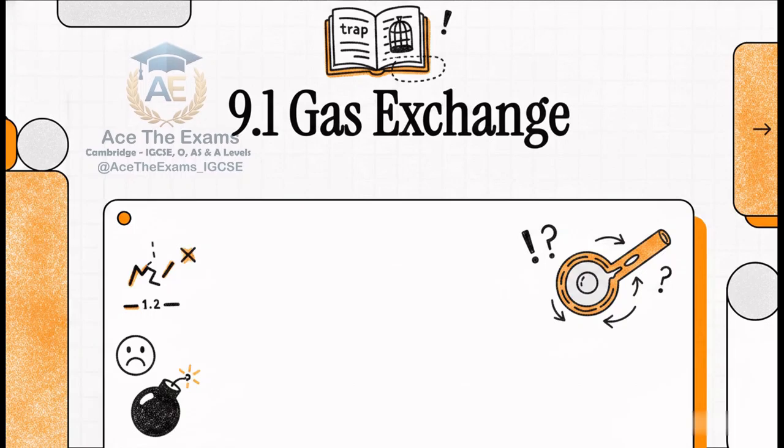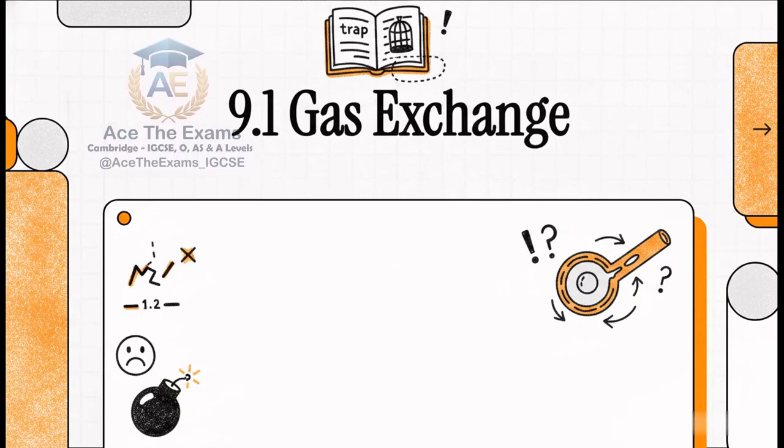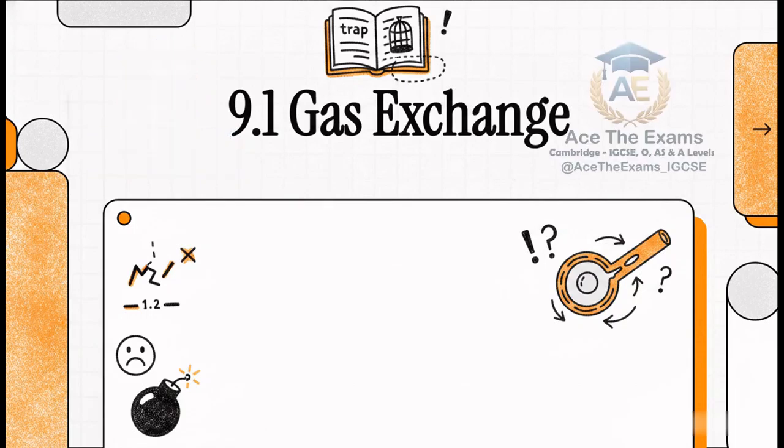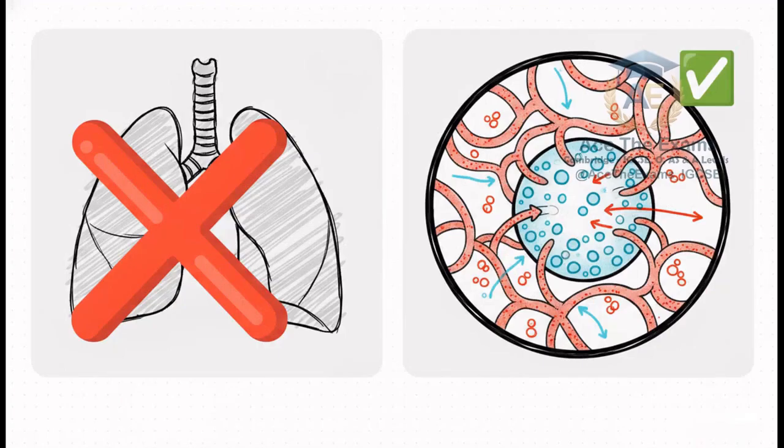9.1 gas exchange between alveoli and blood capillaries is notorious for this. It's a high-stakes battleground, and ordinary studying? Yeah, it simply doesn't cut it here. Let's dive right into this.